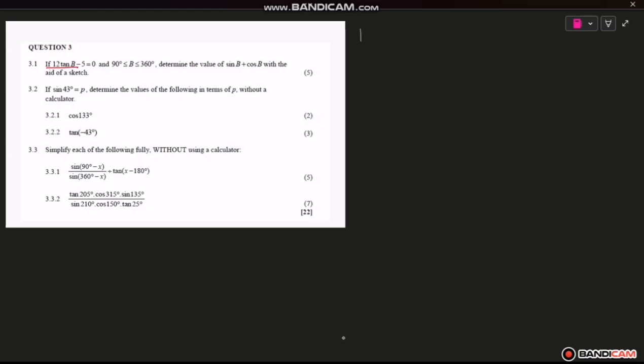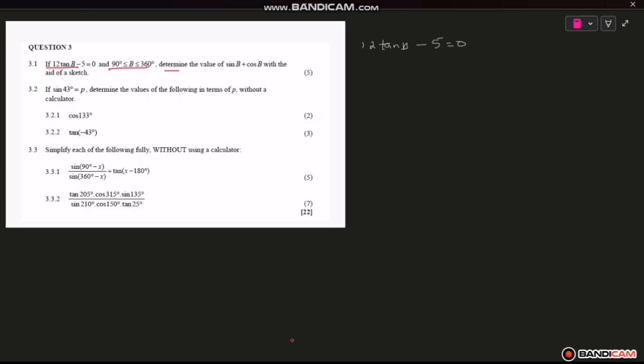If 12 tan beta minus 5 equals 0, let me just write it here on the blackboard. 12 tan beta minus 5 equals 0. Then we are given a restriction.